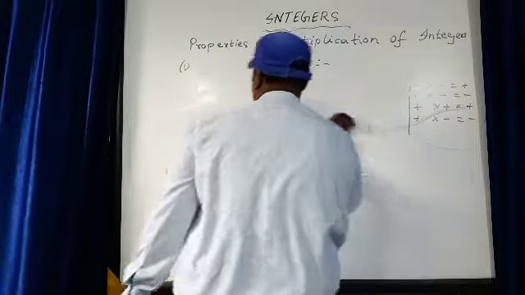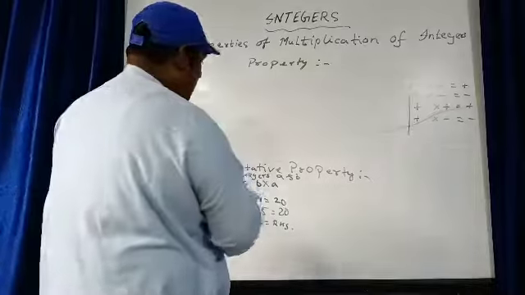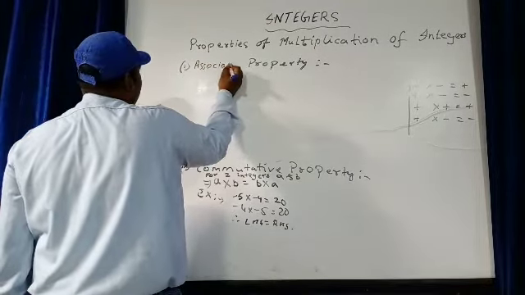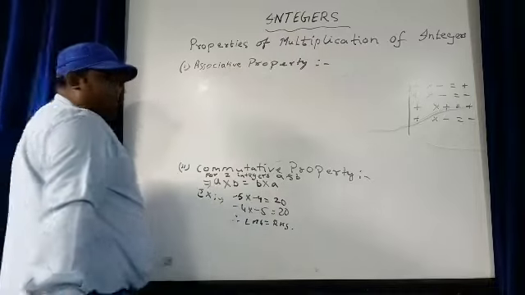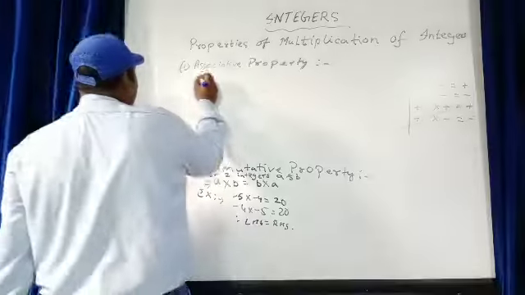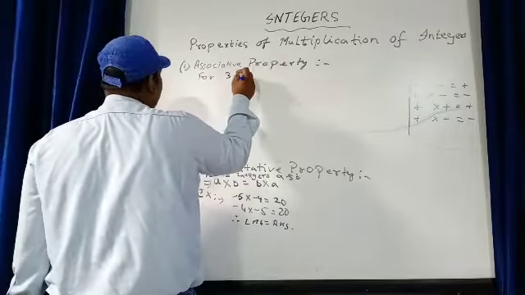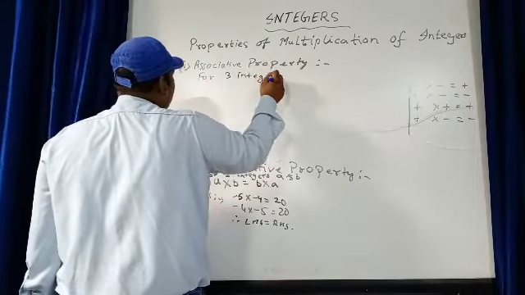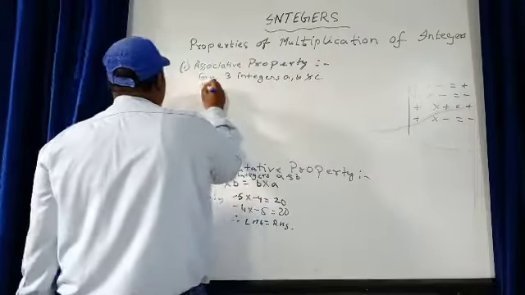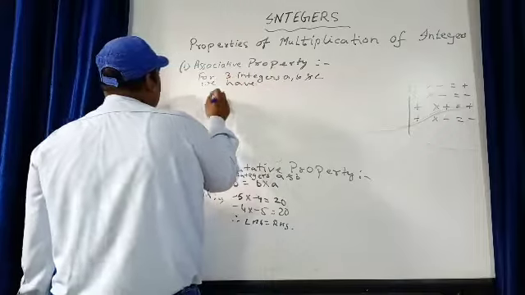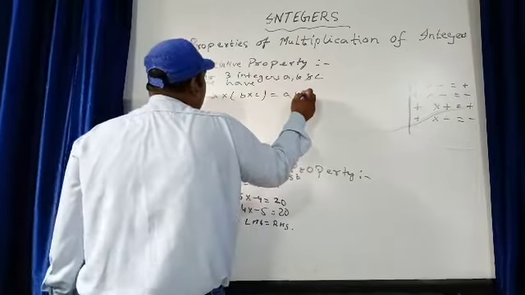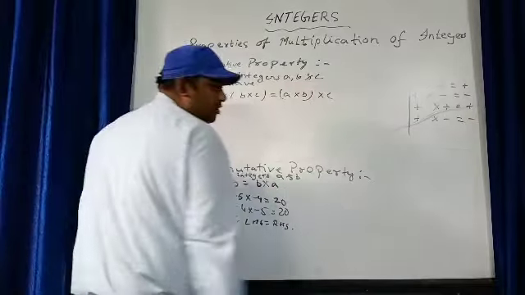Associative property. What are associative properties, student? Let's see. For three integers a, b and c, we have (a × b) × c will be equal to a × (b × c).